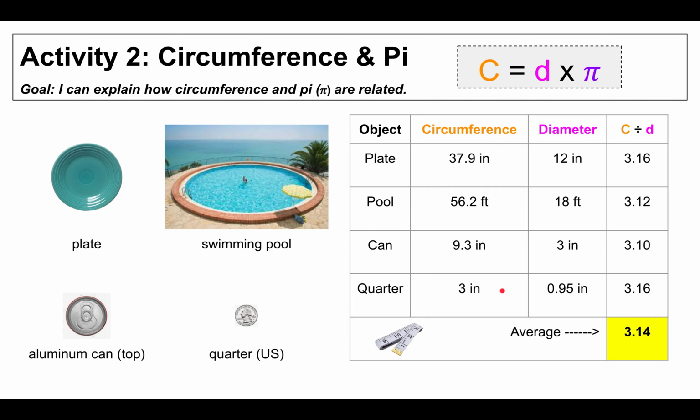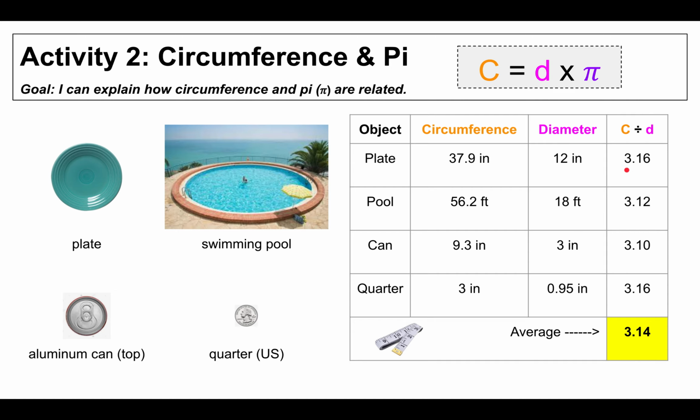My measurements are here. Some are in feet, some are in inches. In this case, it's actually okay because in the end, the ratio is without units. So I have my circumference and I have my diameter. Now, over in this last column, you'll see that I took the circumference of each object and divided it by the diameter. So each one of these quotients here was found by taking the circumference and dividing it by the diameter. Now you'll notice they're not the exact same number.